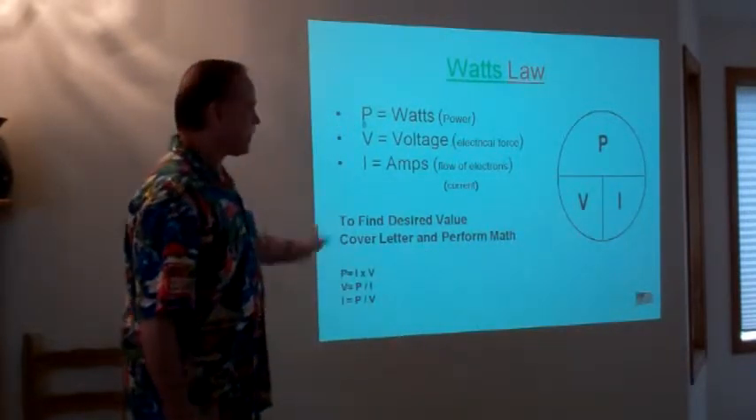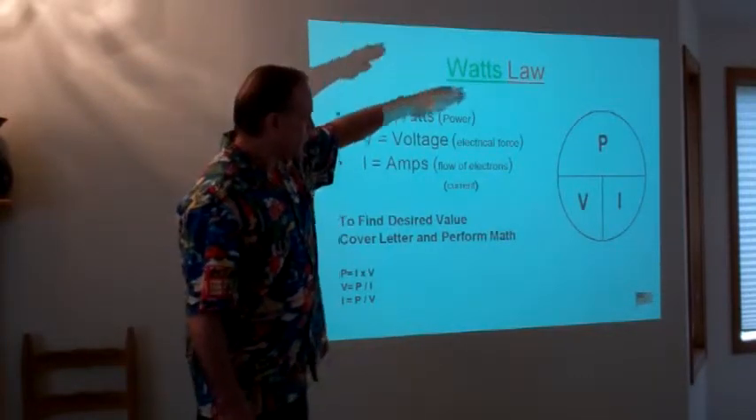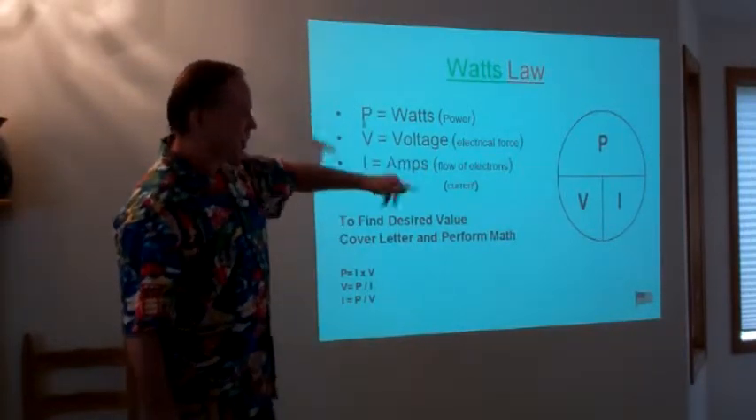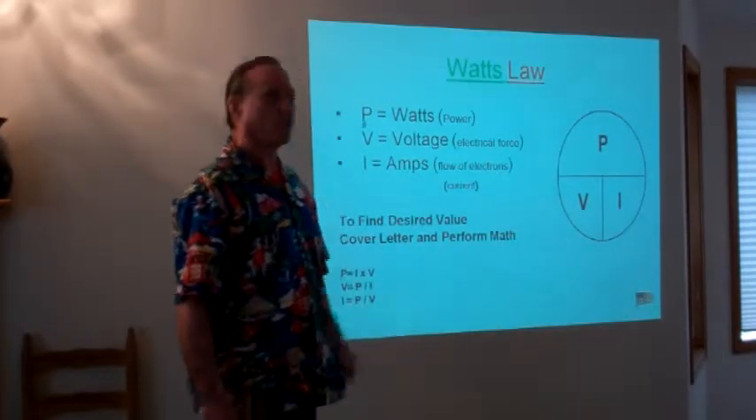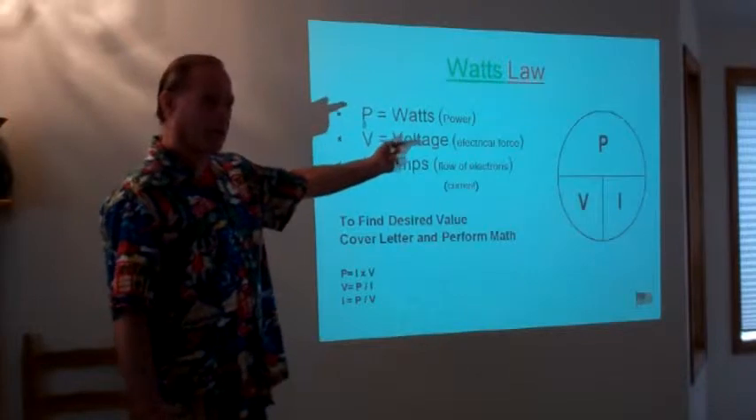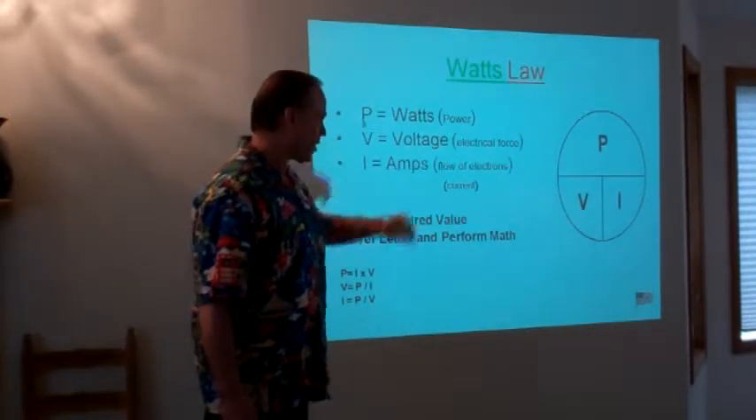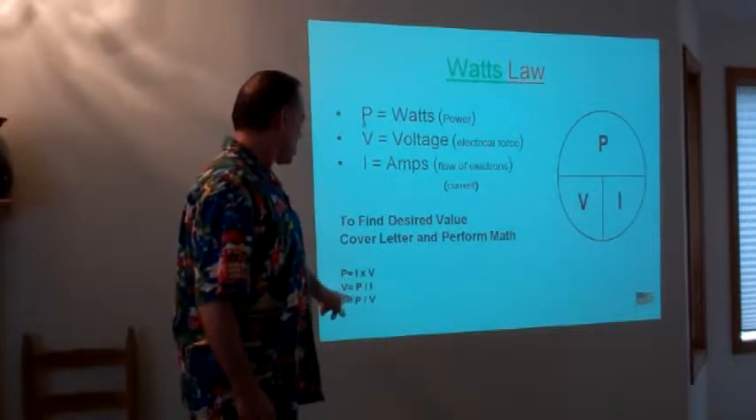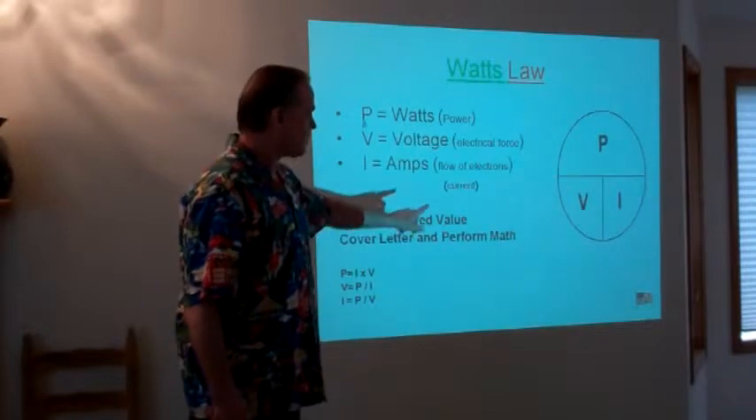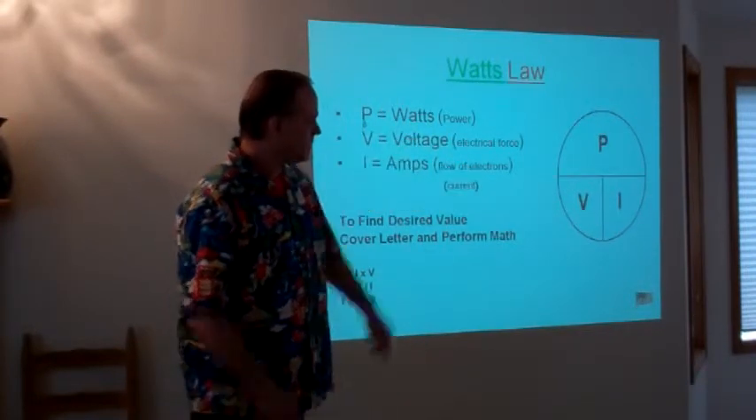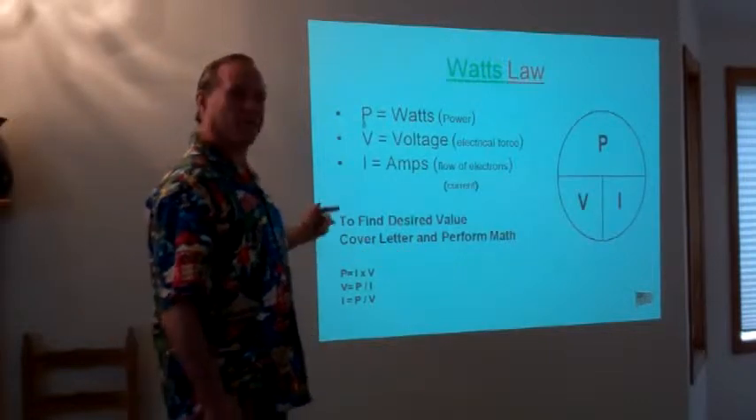Very simple. If you're trying to find power, which is watts, you simply cover the P with your hand, and you multiply V times I, your volts times your amps, to get your power. If you know your power and your current levels, you can find voltage, the V. You cover the V, and P divided by I, or A, amps, gives us volts.